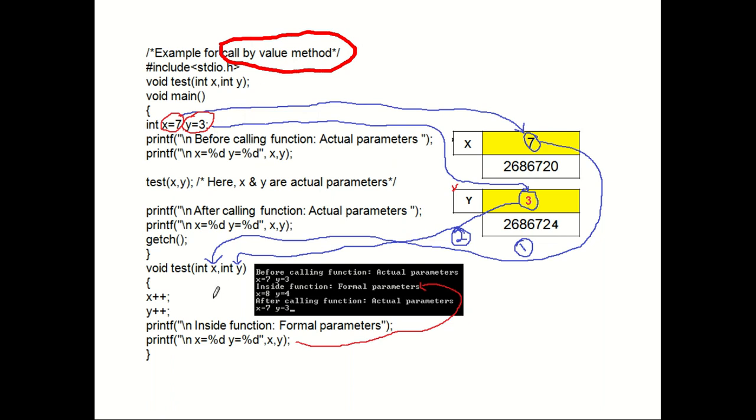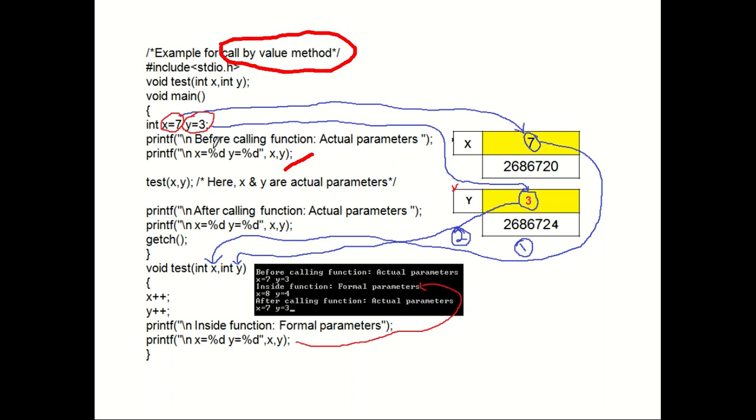Here is the same program. We want to increment the content of two variables, right? See, this is the main program. We have declared two variables x and y. The x is initialized with 7. Y is initialized to 3. Whenever these two variables are created, two memory locations are created here. So this is the content of the memory location, this is the address. For y, this is the content, and this is the address.